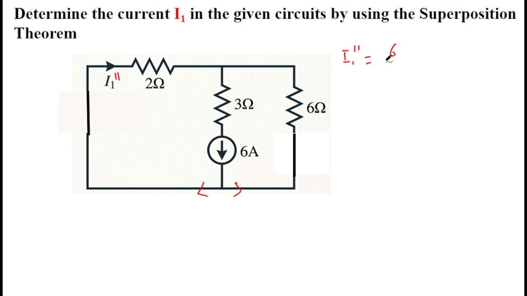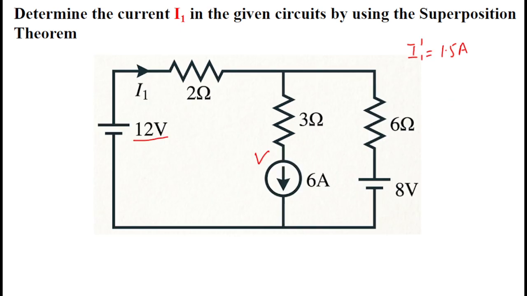By the current division rule, I1 double dash is 6 divided by 2 plus 6 multiplied by the total current. We are finding the current in the 2 ohm resistance, so the resistance opposite to it is the 6 ohm, divided by the total resistance and multiplied by the total current, which here is 6 ampere. So it equals 36 divided by 8, which is 4.5 ampere. So the current due to the 6 ampere current source in the 2 ohm resistance, I1 double dash, is 4.5 ampere.